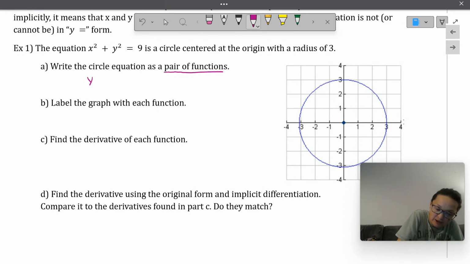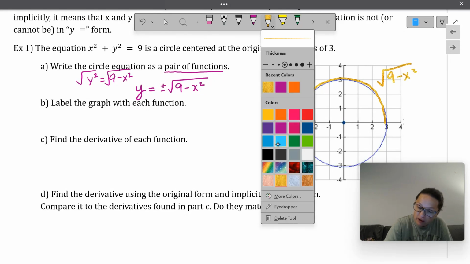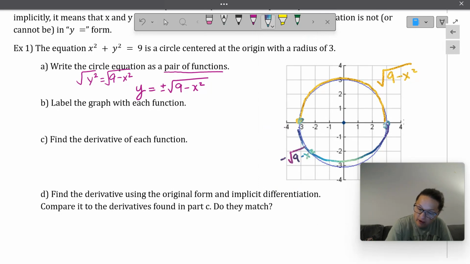I'd subtract x squared from both sides. And then I'd square root both sides. But I'd remember the rule that says if I create a square root that did not exist before, I have to give it a plus or minus. So that circle can be written as two functions, y equals the positive square root of 9 minus x squared, and y equals the negative square root of 9 minus x squared. And they both start and stop right there on the x-axis.